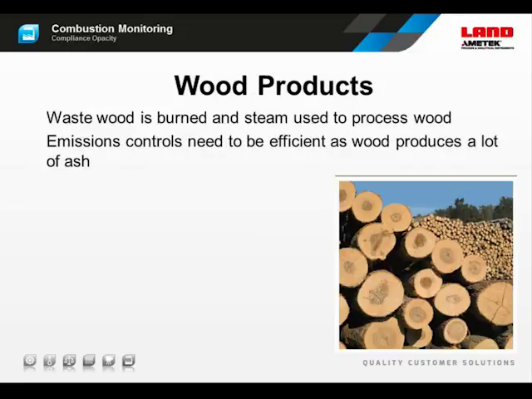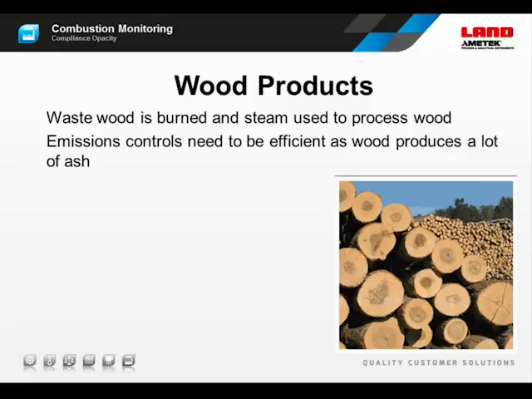We sold quite a few to wood products manufacturers. In wood processing, it's quite common to steam the wood to make it more pliable and easier to process. So what happens is the scrap wood from the process is burned in a boiler to produce this steam, and emission limit values apply to the wood boiler, and so opacity monitoring is used to measure the emissions there.